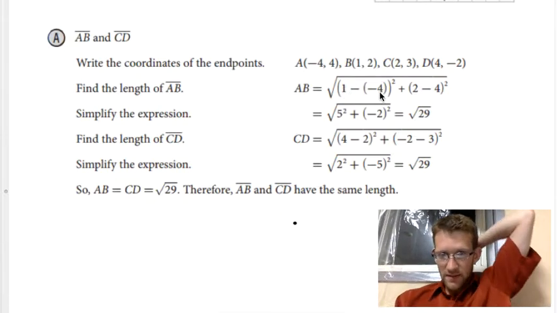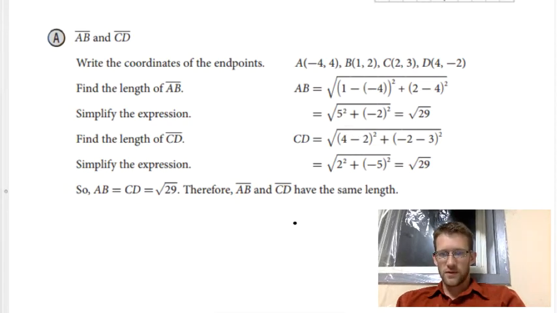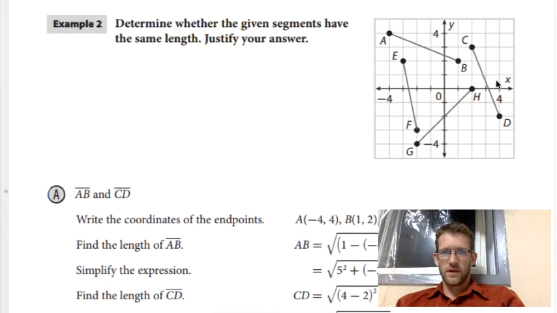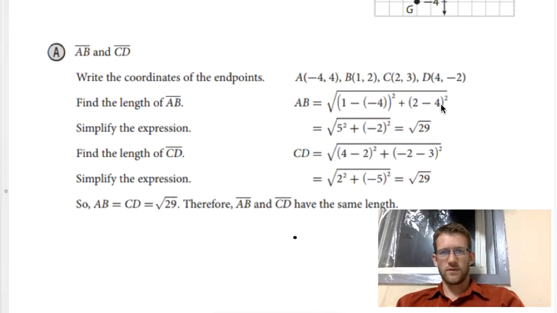X minus x is equal to 5. And then we can subtract the y's. The y values for a and b. The y value for b is 2. The y value for a is 4. So therefore, 2 minus 4.